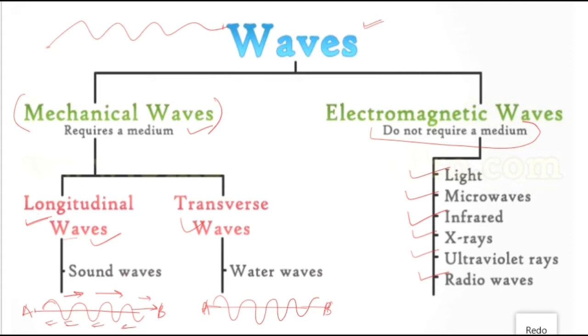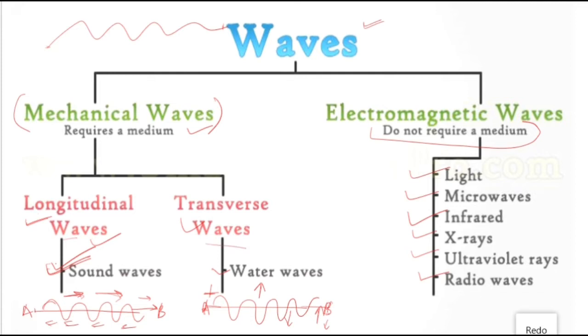Now in case of transverse waves, they travel perpendicular to the direction of propagation of sound. That is, if the sound is traveling from point A to B, the waves will be traveling perpendicular, up and down. Whereas in longitudinal waves, the waves will travel to and fro, that is forward and backward. Now sound waves are longitudinal waves, that is they move in the to and fro motion, front and back. And water waves are the example of transverse waves.